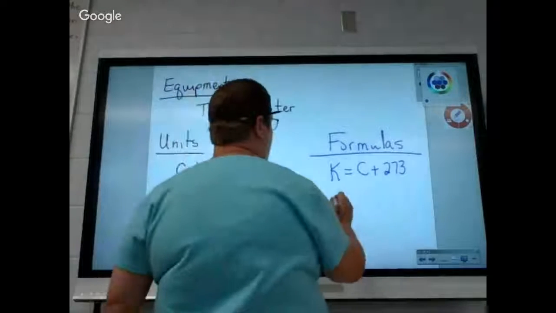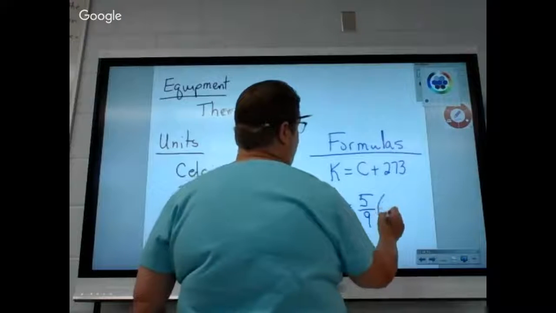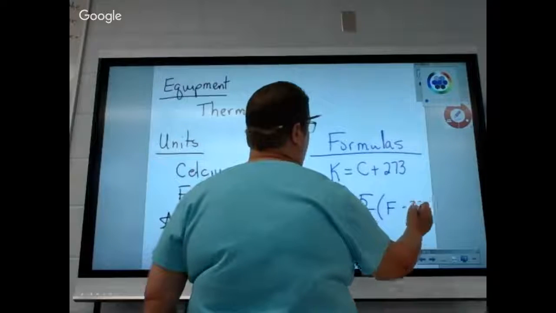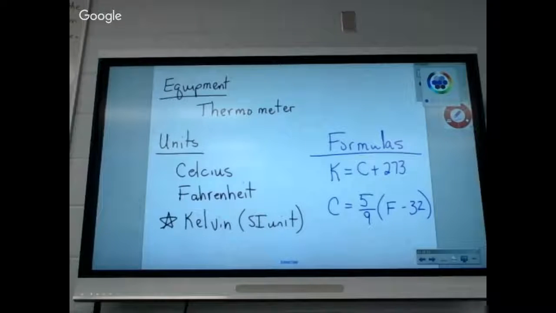The one I want you to write on there is C equals 5/9, F minus 32. Okay? That is how you change Fahrenheit to Celsius. And I want you to be able to do that, okay, without using the app on your phone. Where do we write that? Any place you want to. Most people usually write it at the bottom because it's one of the only things I'll let you add to it. Okay?